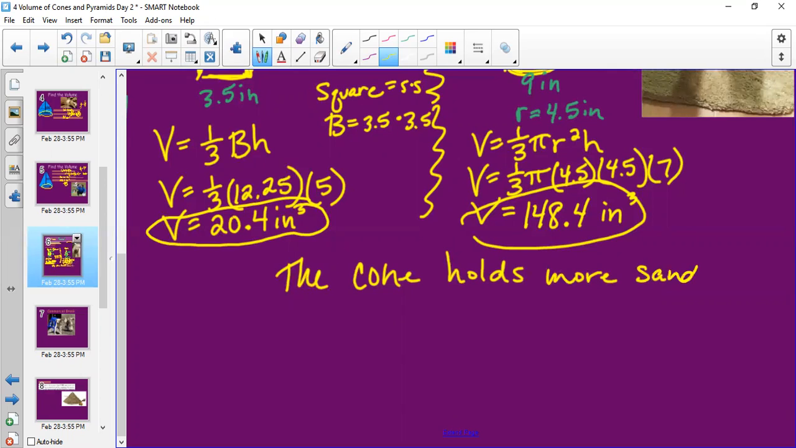And then we have to say how much more it holds. So if it says how much more, that is our key phrase there that tells us that we need to subtract the two. So let's subtract 148.4 minus 20.4, and that would give us, it holds 128 cubic inches more than the pyramid.